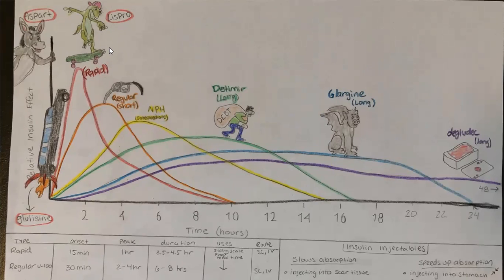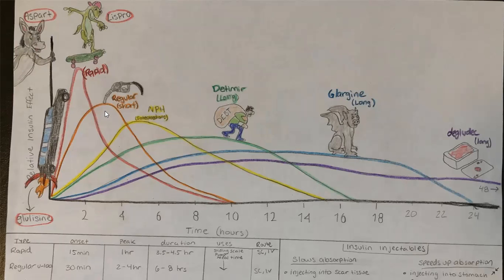So lispro, we have a lizard who's a skateboarder. He's a pro skateboarder, and he's hopping off this big ramp here, this rapid ramp. And so that's lispro, a rapid acting insulin. Then we have glulisine, so a lysine, and it's kind of got a rocket here because it's rapid acting. And then we have aspart, so we have an ass, a donkey. He's giving a little thumbs up to the limousine, saying all systems are go. He's parting the way for the limousine. Aspart. So these are all rapid acting insulins.